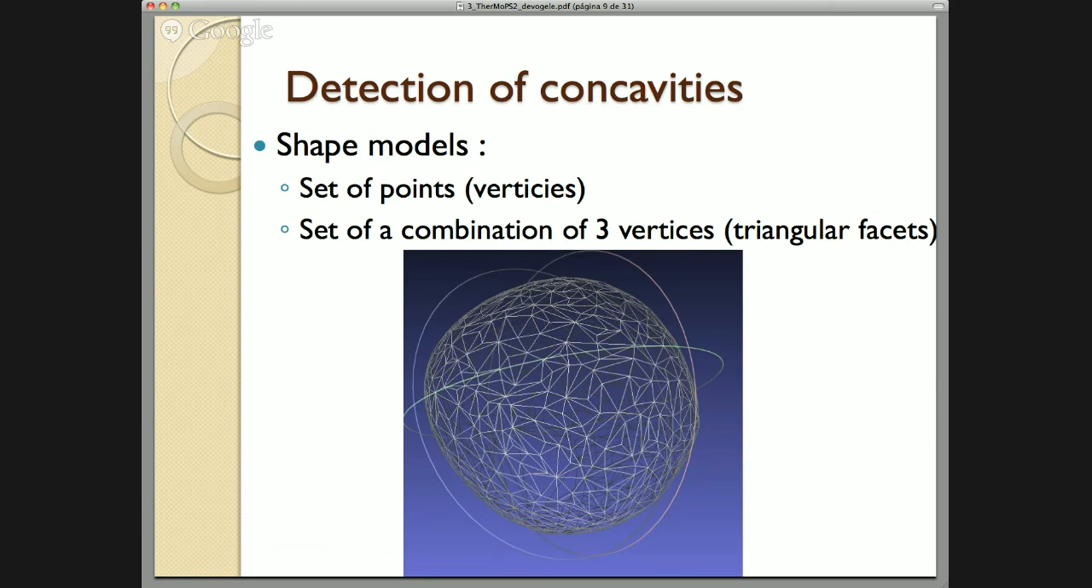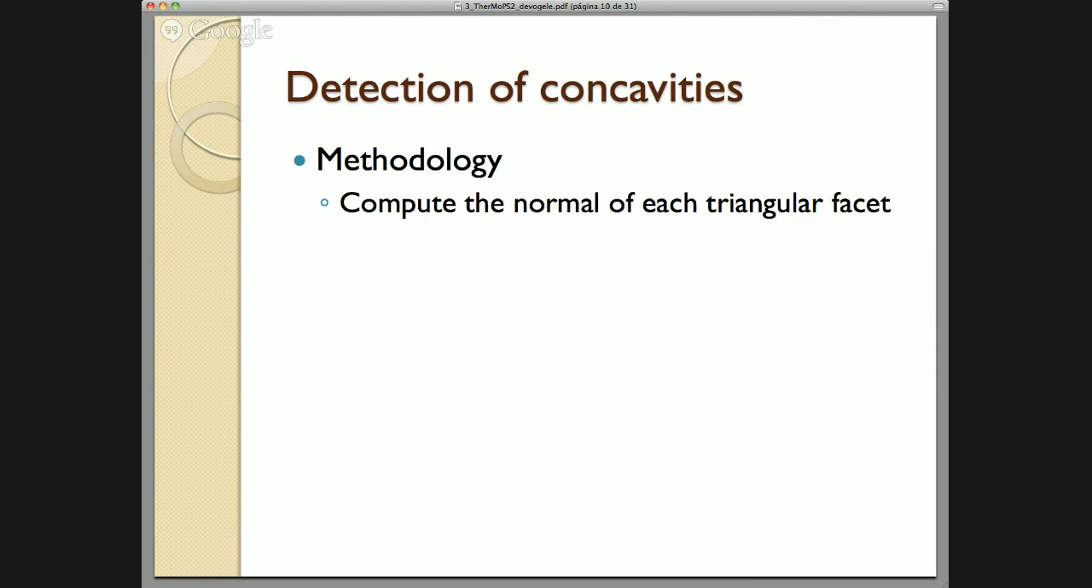First, what is a shape model? Quickly, a shape model is a set of points that we call vertices, and we take combinations of three vertices to make triangular facets. You can see here an example with the vertices and the facets. Now, the methodology of our method to detect the flat surfaces.